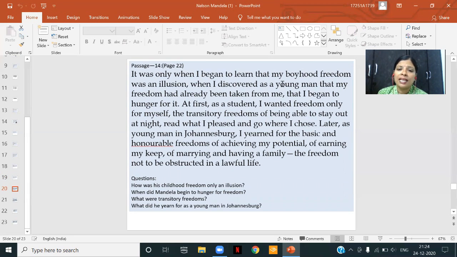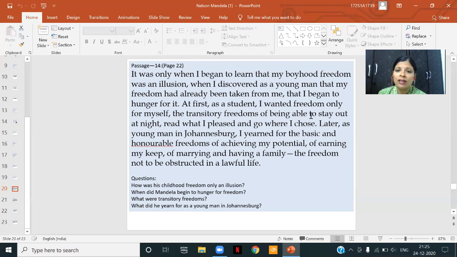It was only when I began to learn that my boyhood freedom was an illusion, when I discovered as a young man that my freedom had already been taken from me, that I began to hunger for it. So Nelson Mandela says, when he became a young man, then he realized that his freedom was an illusion. Illusion is nothing but that which was not real. His freedom was already taken away by the Britishers. Then he began to hunger for it.